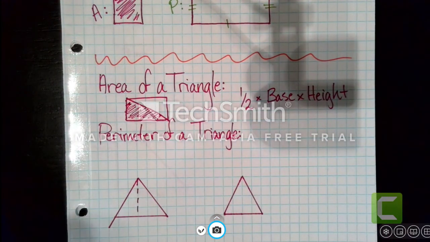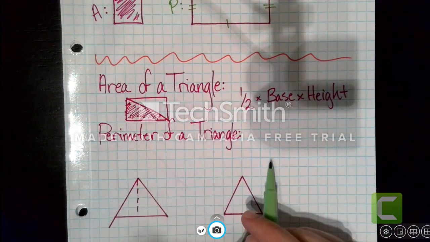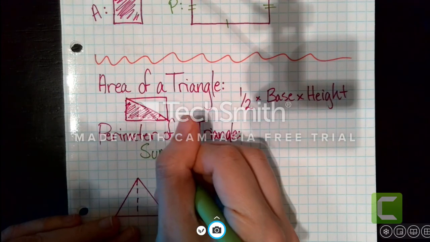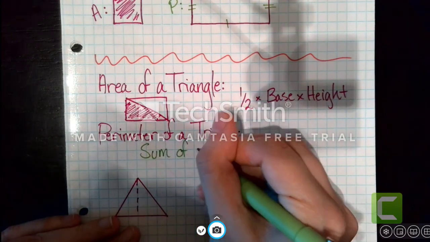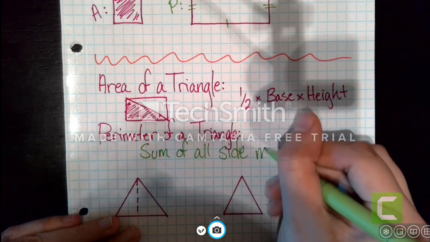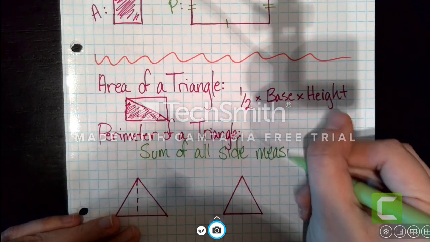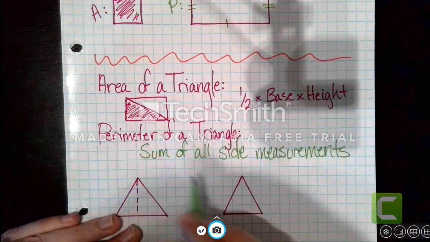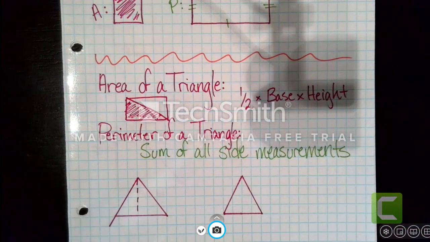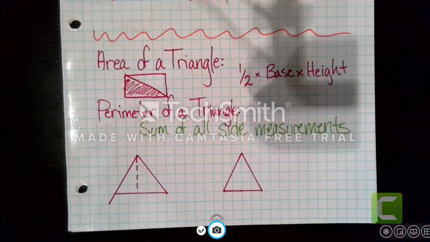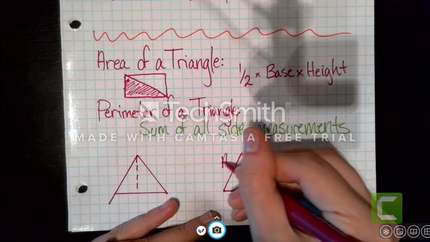And like these shapes, the perimeter concept remains the same. The perimeter of a triangle is just the sum of all side measurements. Just the sum of everything outside of it. So when we're talking about the area of a triangle, again, we're talking about everything inside of the shape.